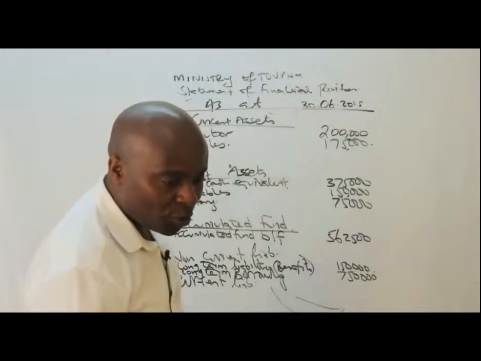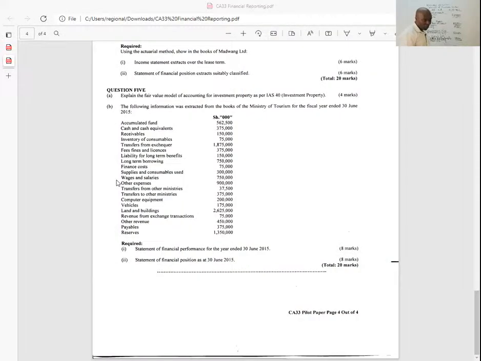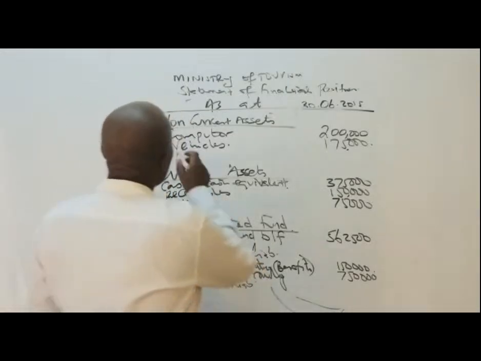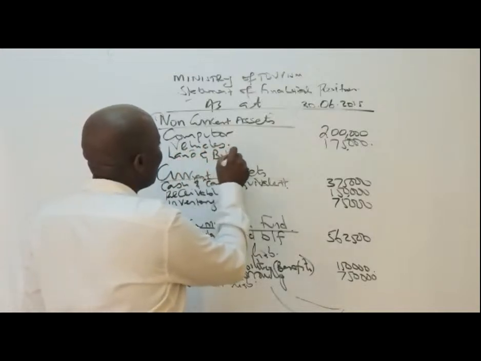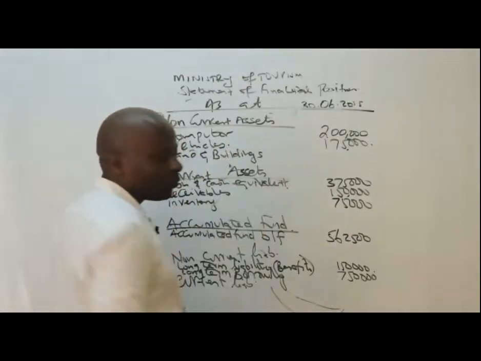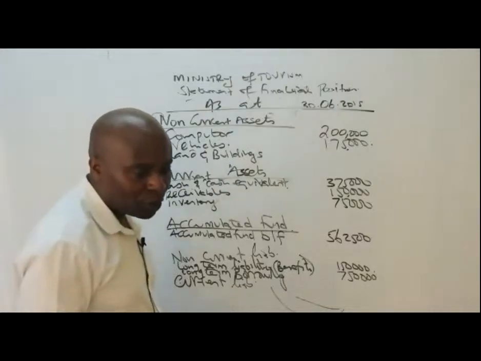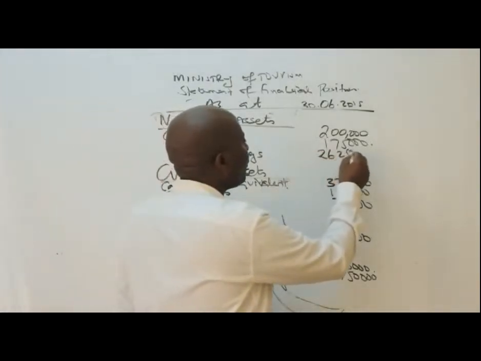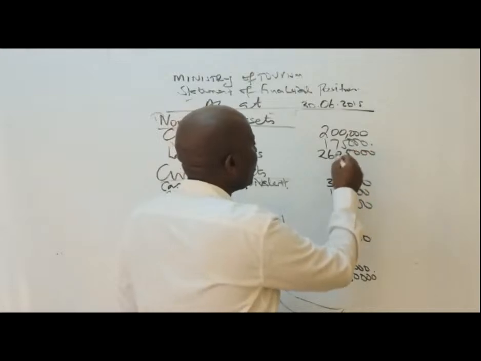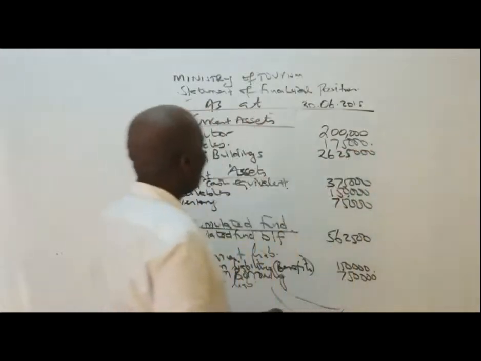From there, ladies and gentlemen, we pick on the next one. What do we have here? We have land and buildings. Land and buildings, of course, are non-current assets. How much for land and buildings? 25,000. Thank you very much.